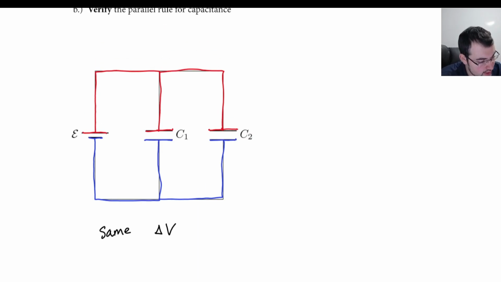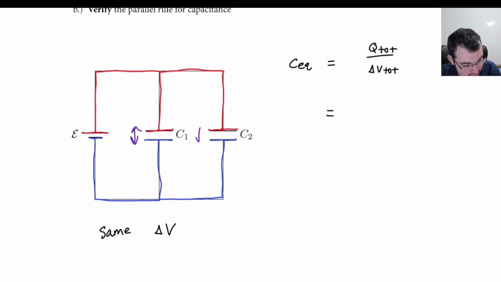So once again, our equivalent capacitance is just going to be equal to the total charge of the system divided by the total voltage drop. And the voltage drop is the thing that's the same in this system. Because the voltage drop isn't just this delta V and this delta V. We actually know what it is. It's the EMF, epsilon. So I know my delta V total is actually epsilon.